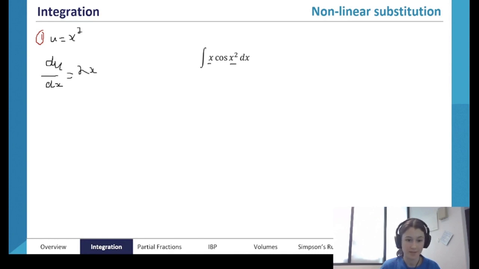And for our second step, remember, we need to isolate dx. Exact same steps as linear substitution, we need to isolate dx. So we're going to get dx equals du over 2x.